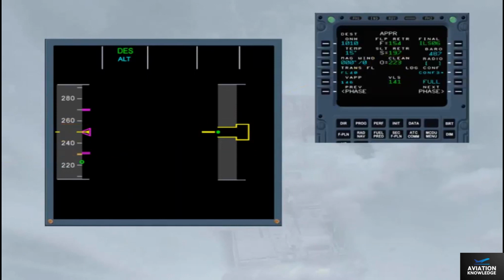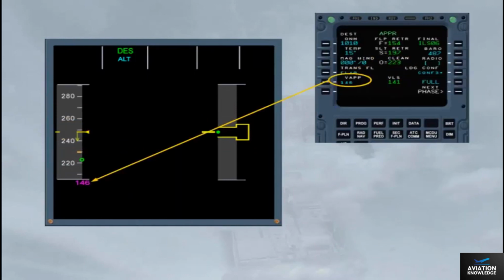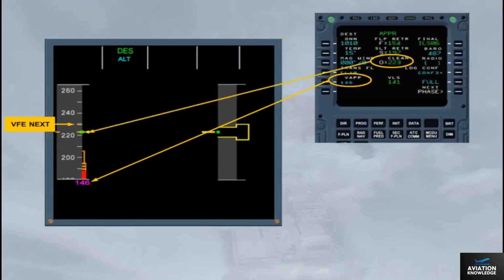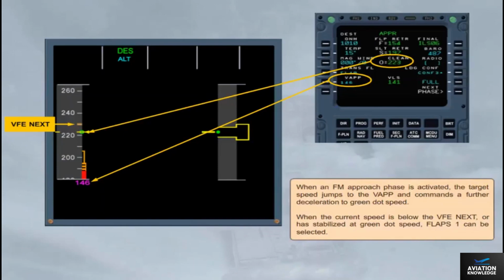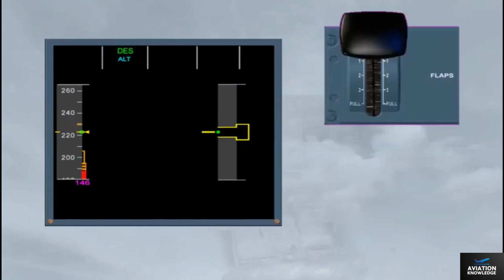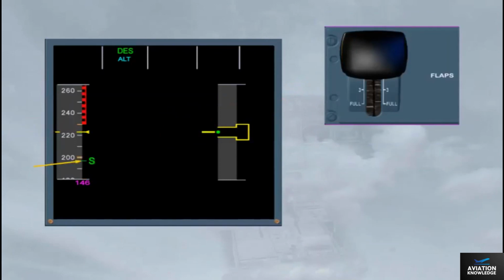When an FM approach phase is activated, the target speed jumps to the V approach and commands a further deceleration to green dot speed. When the current speed is below the VFE next, or has stabilized at green dot speed, flaps 1 can be selected. Once the flap lever is in position 1, S speed, VFE next, and the flap limit speed indications will appear.